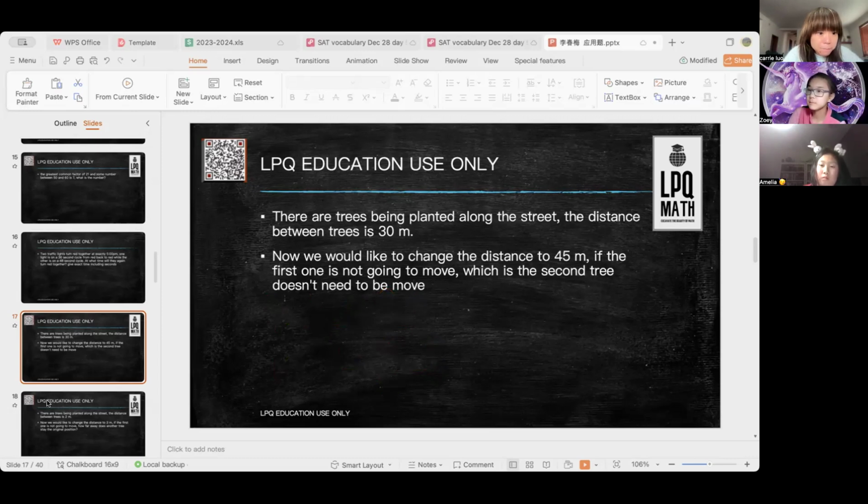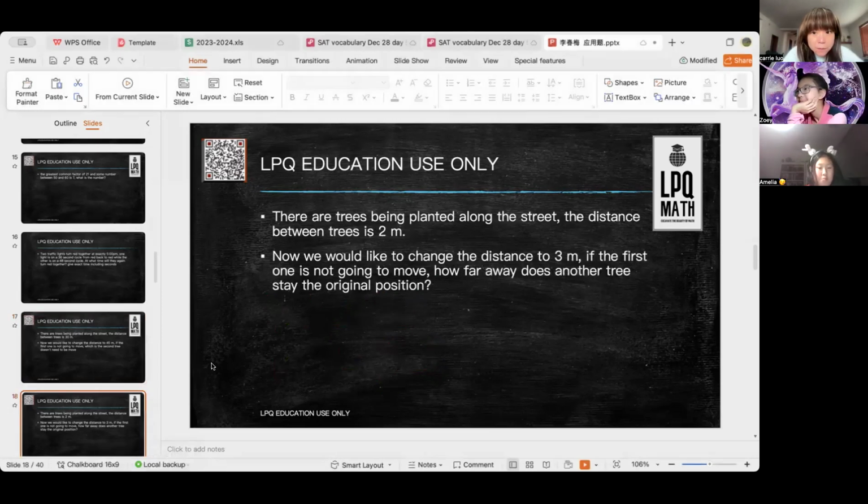Okay. So there are trees planted 2 meters apart. We'd like to change the distance to 3. If the first one is not going to move, how many of the other trees stay in the original position? Same one.